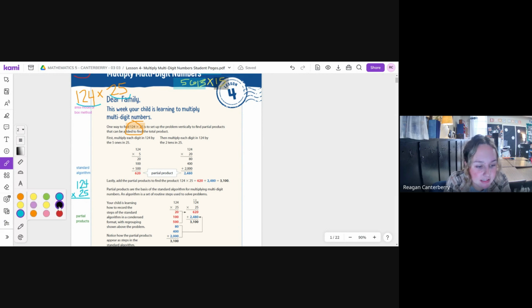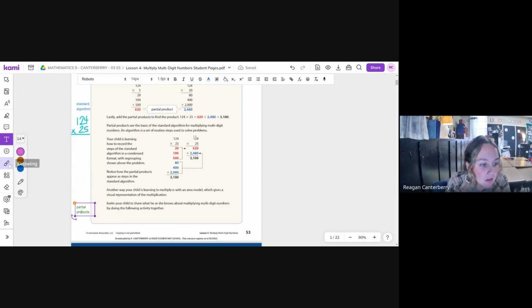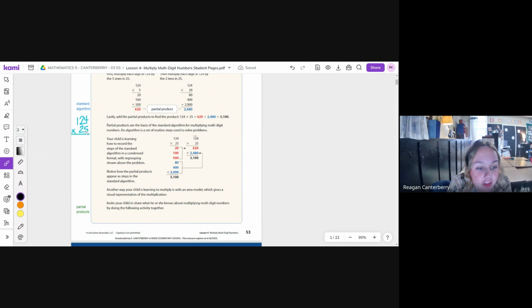So this is how they would stack it up, and then they start working it. Let me move this out of our way. Alrighty, so they know that they're supposed to start on this bottom 25, and they're going to start with just the 5 in the ones place, and they need to multiply it times everything on top, starting with this 4, which is in the ones place.